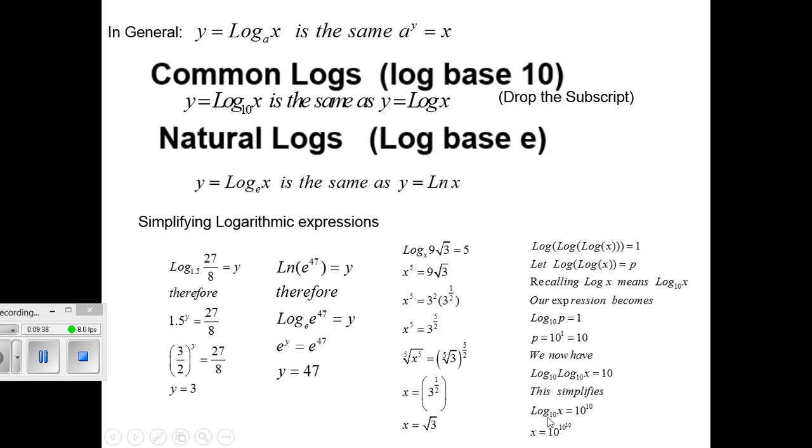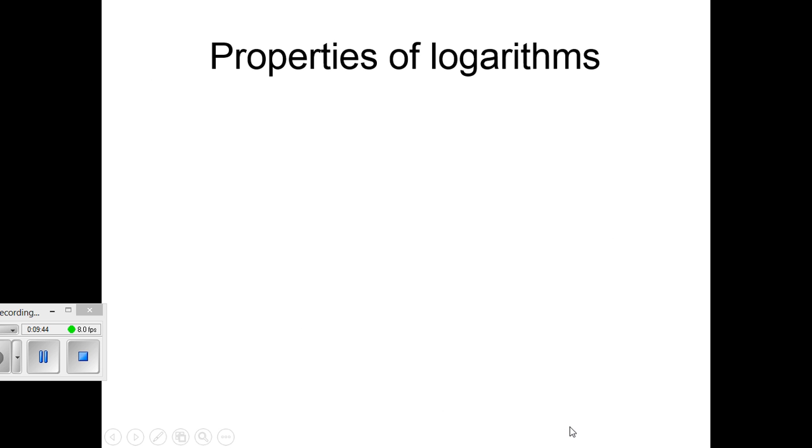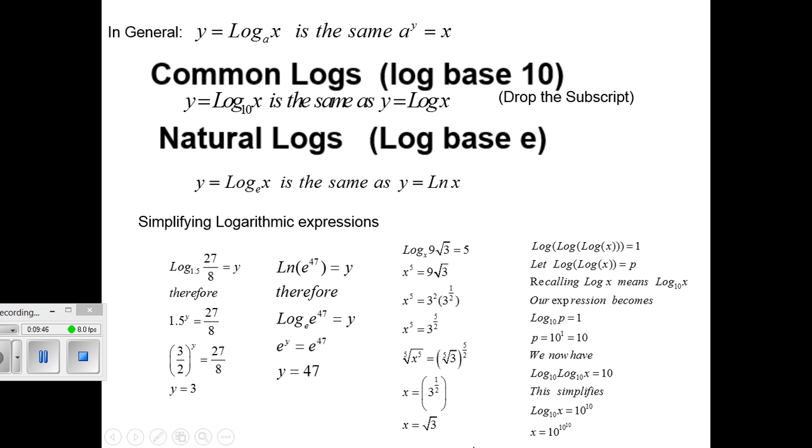So then log 10 of x is 10 to the 10, or 10 to the 10 to the 10 is x, which is our famed googolplex. So the solution to log of the log of the log of x equaling 1 is a googolplex. Imagine that. There you have it.